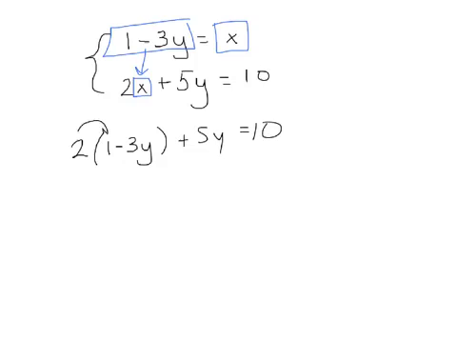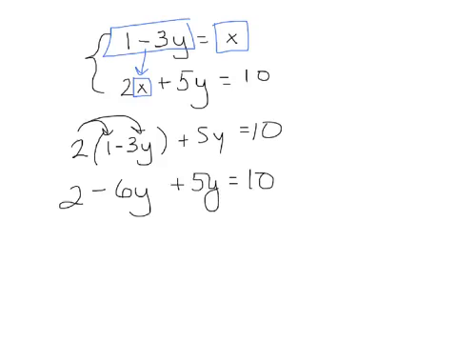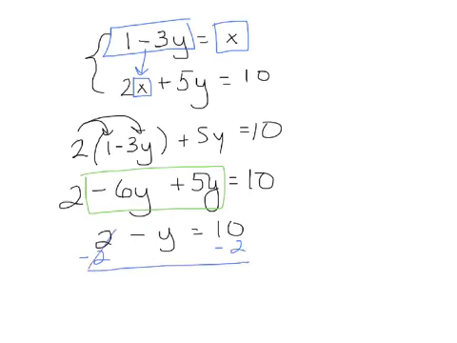I'm going to distribute, so I get 2 minus 6y plus 5y is equal to 10. I can combine like terms. Negative 6y plus 5y becomes minus y, so 2 minus y is equal to 10. I subtract 2. I get negative y is equal to 8, so y will equal negative 8. So I don't know what x is yet, but I know y is going to be negative 8.